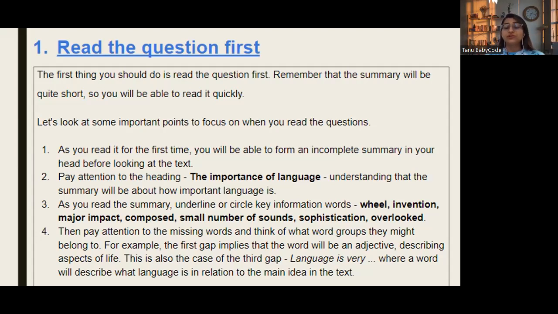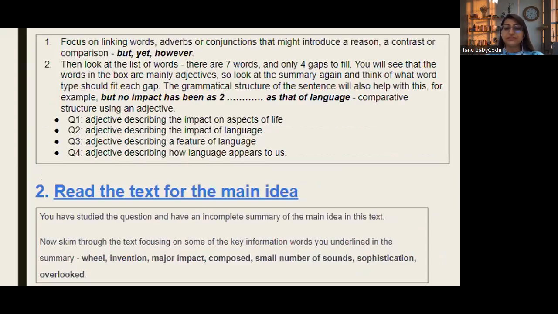Also, you can look at the third gap, the third blank. Language is varied. So that means a word which describes what language is in relation to, what is the main idea there, right? Focus on the linking words also, the adverbs, the conjunctions that may introduce reason, contrast, comparison, like yet, but, however. These words are given there, right? Look at the list of words.